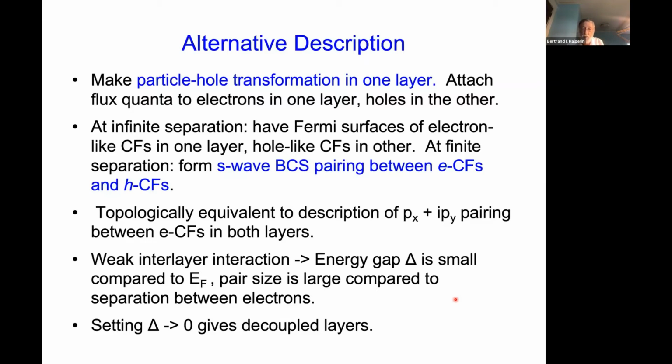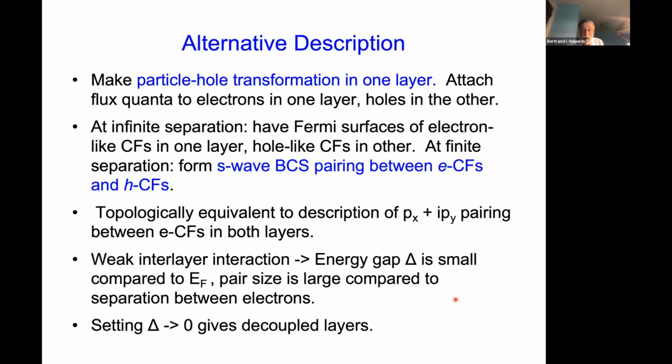If the two layers are equal, it doesn't matter which one we transform. If it's imbalanced, it's natural to put the electrons in the minority layer and the holes in the other layer, and we attach two flux quanta to each of these electrons in one layer and two flux quanta to the holes in the other layer, not to the electrons, but to the holes, after we've made this transformation. Then at infinite separation, we have in one layer a Fermi surface of electron-like composite fermions. In the other one, we have a Fermi surface of hole-like composite fermions.